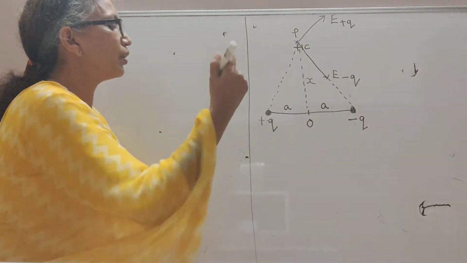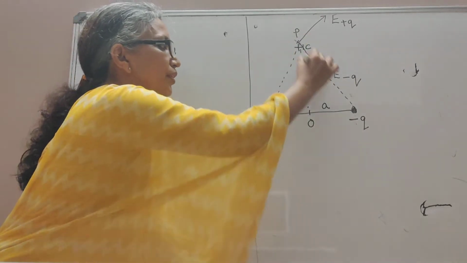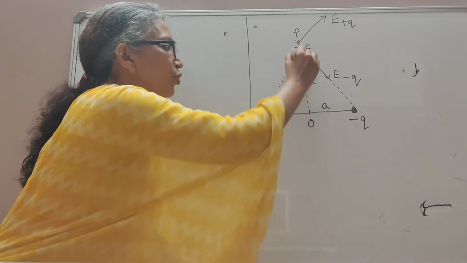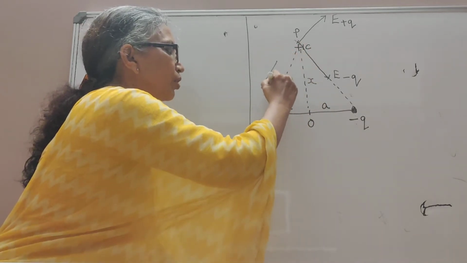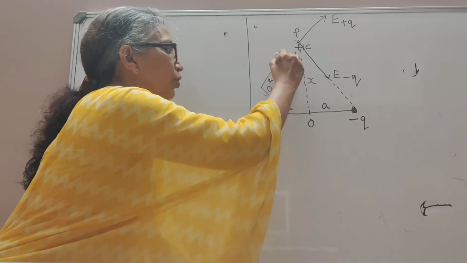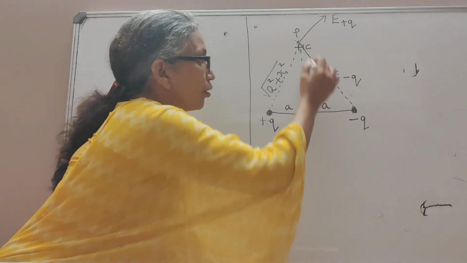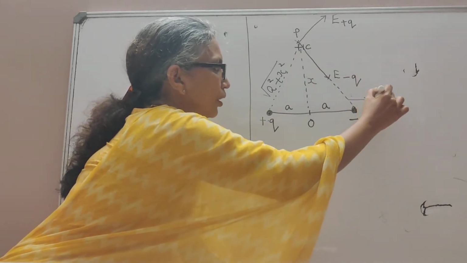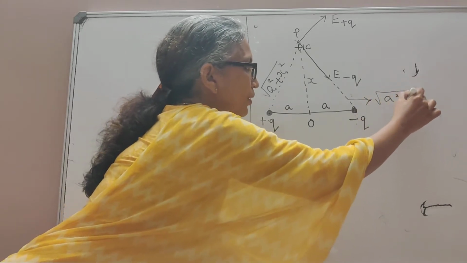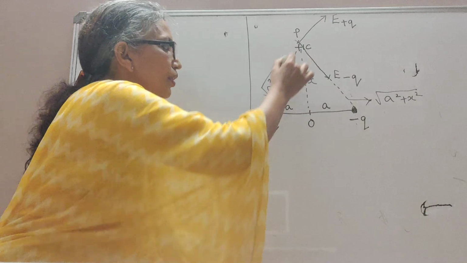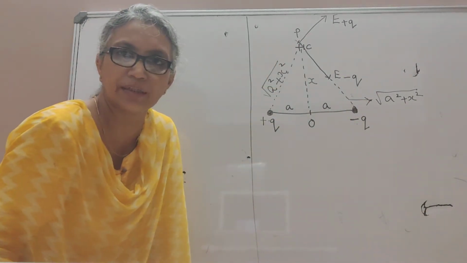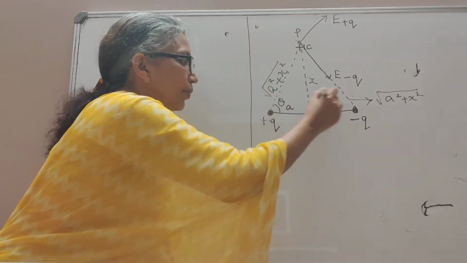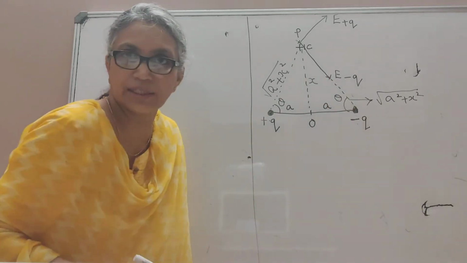E plus Q here, see, now let me first show you that this is an isosceles triangle. Here you have A and this is X. So using Pythagoras, this side will be root of A square plus X square. Similarly, for this side also, this is A and this is X. So this side also is going to be root of A square plus X square. So you will see these two sides have the same length, so it is an isosceles triangle, and therefore its base angles will be the same. Here it will be theta, here also it will be theta.